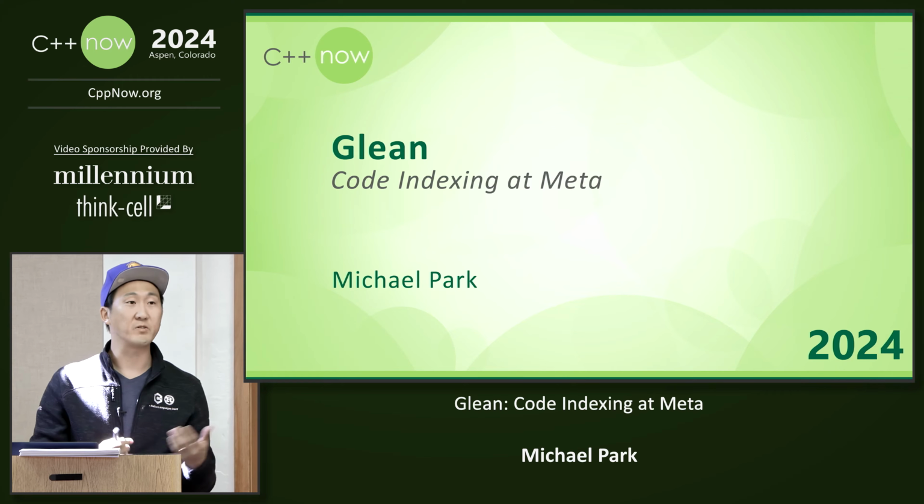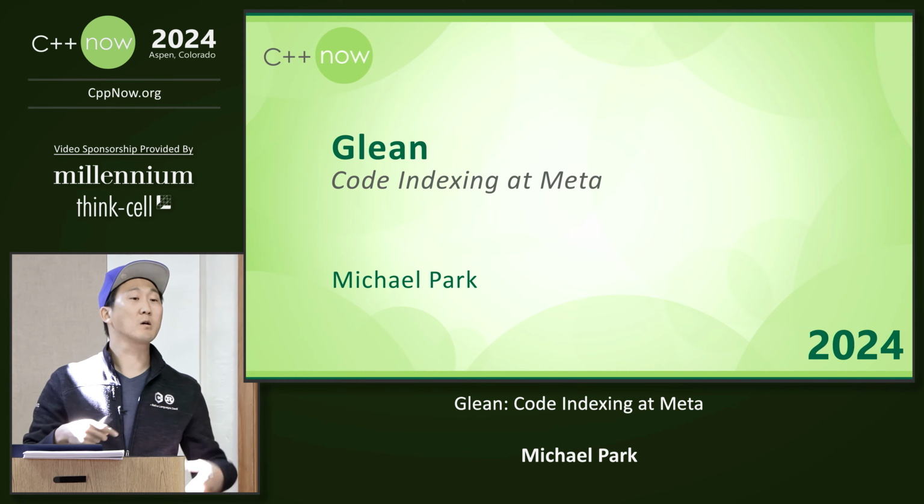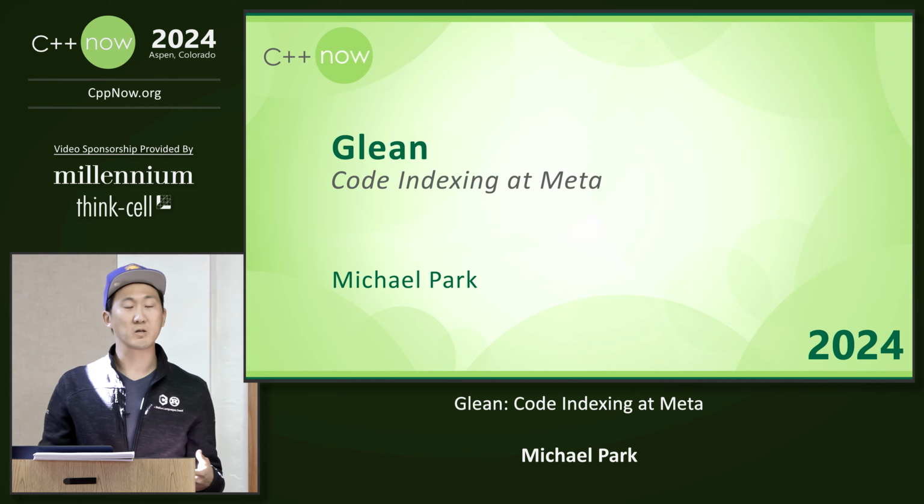I work on developer experience, developer tools, on a team called Native Languages Developer Experience. So I have a sweater that has C++ and Rust on it because those are the two areas that we help with. I obviously work on the C++ side of things. But this is a general code indexing system, and so I'll go over the architecture of that.